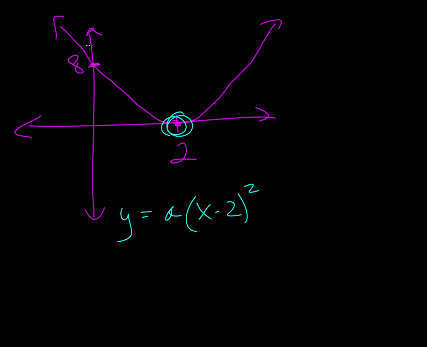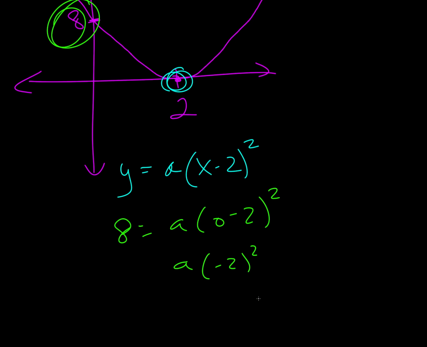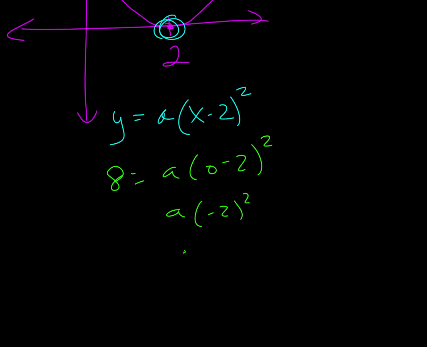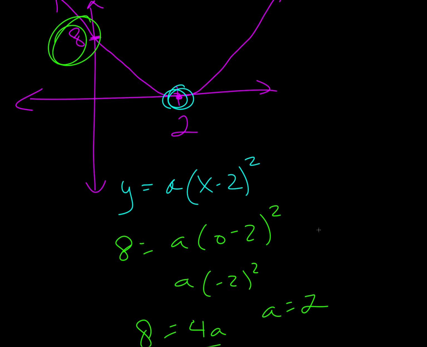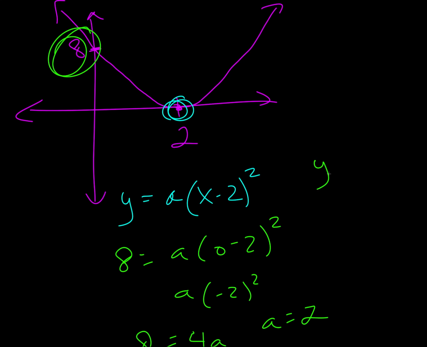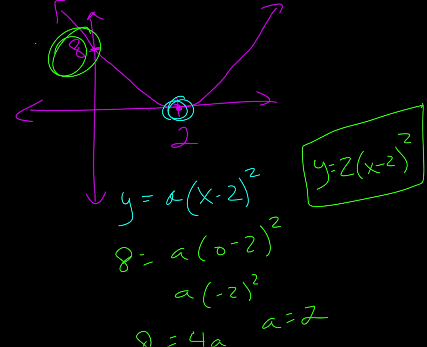Now we take the y-intercept, and we know that's going to occur when x equals 0. So we plug in a 0 for x. And so we get 0 minus 2 squared, which is going to be 4. And then we divide by 4. We see that a equals 2. And so we just come back up here. We say y equals 2, quantity x minus 2 squared. Okay, and that's all we need to do on that one. So this equation is the right equation for this graph.